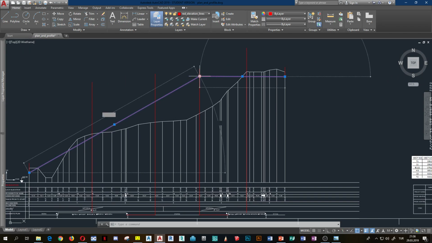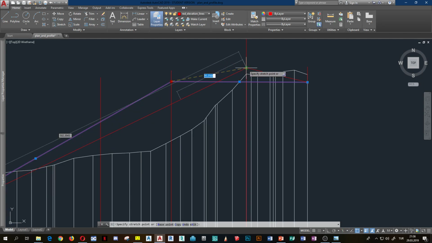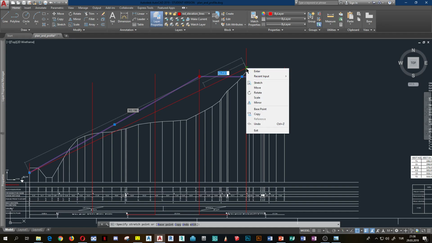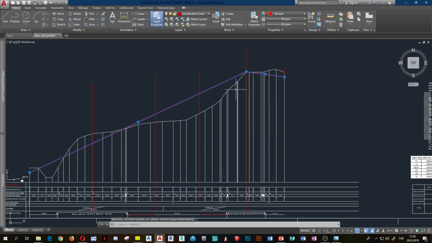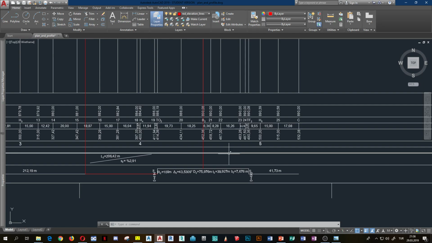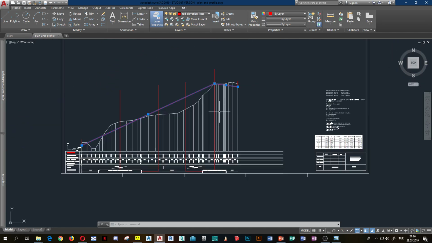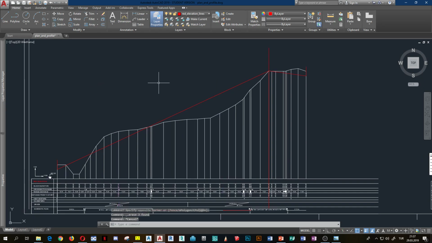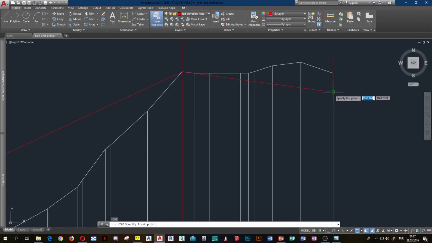And determine your vertical curve center. Here is maybe, and here is maybe. Yes, it looks better. And determine your G1, and of course delete your unnecessary lines, and determine your G1 and G2.